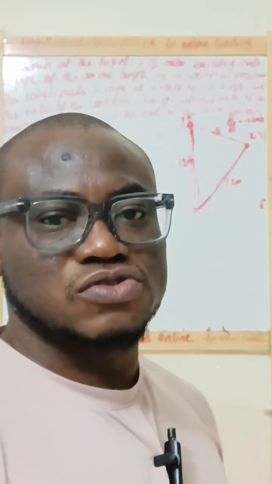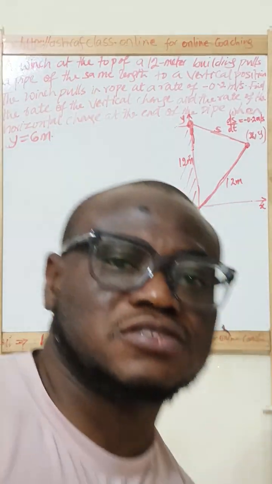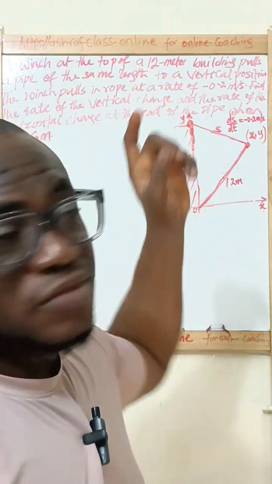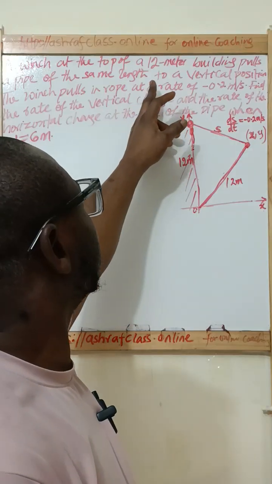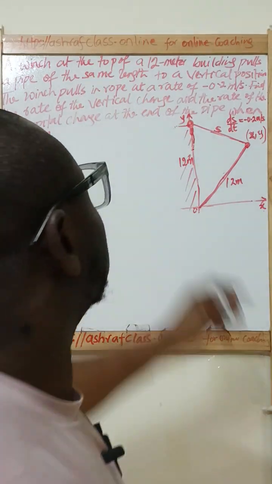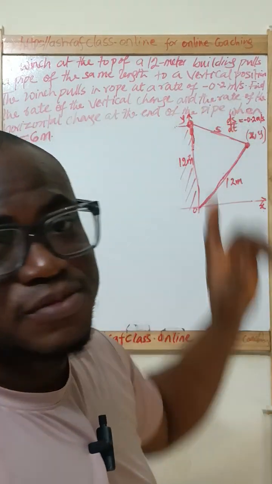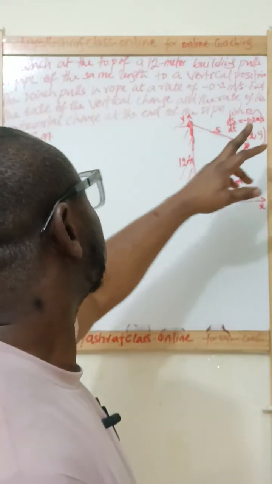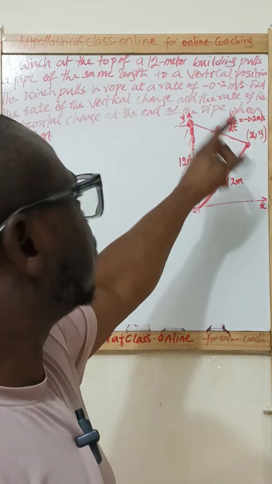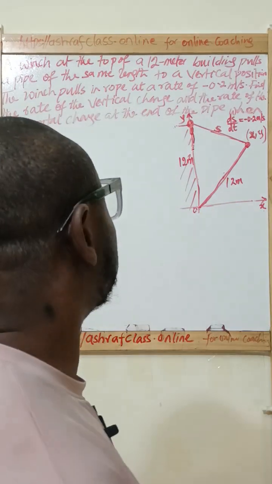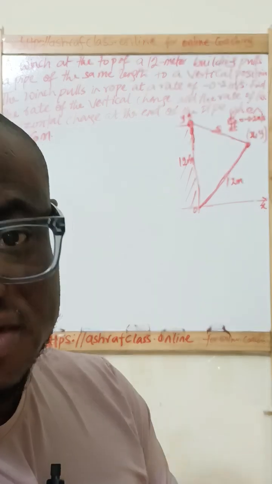So hello, good day. Today we want to look at this question. It says a winch at the top of a 12-meter building pulls a pipe of the same length to a vertical position. The winch pulls the rope at the rate of minus 0.2 meters per second. Find the rate of the vertical change and the rate of the horizontal change at the end of the pipe when y is equal to 6 meters.